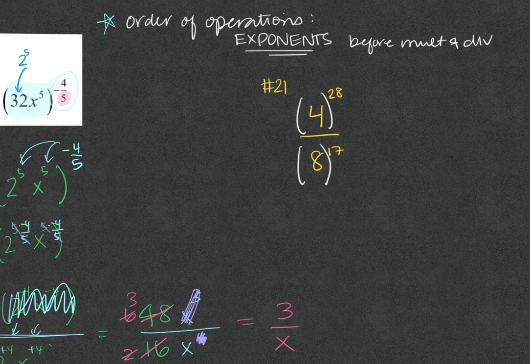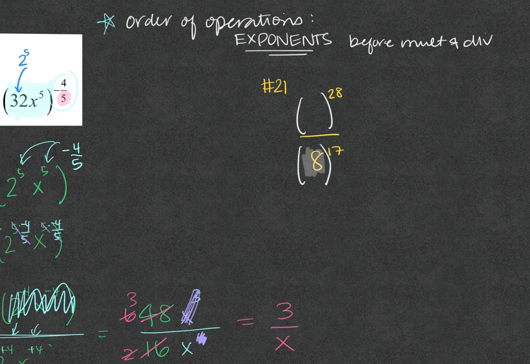Now for number 21, just in case you're not sure how you would evaluate something like this, especially if we said you couldn't use a calculator, what you would want to do is you would want this to have the same base. So we've got a 4 and an 8. We can't really use our rules of exponents to do anything with this, and we're certainly not going to find out what 4 to the 28th is. So what we're going to do is rewrite 4.